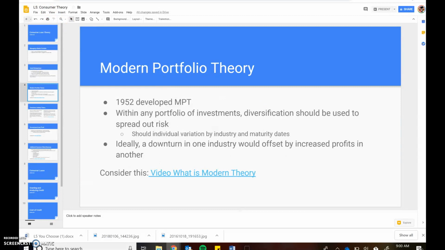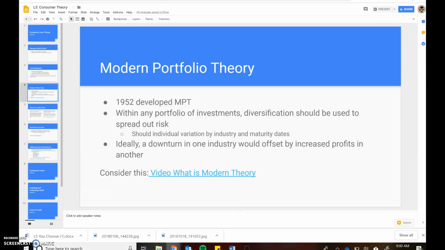In 1952, Harry Markowitz developed this concept called modern portfolio theory, or MPT. This theory states that within any portfolio of investments, diversification should be used to spread out risk. Diversification should include a variation by industry and a variation in maturity dates. Maintaining a diversified portfolio shields investors from downturns in a particular industry.